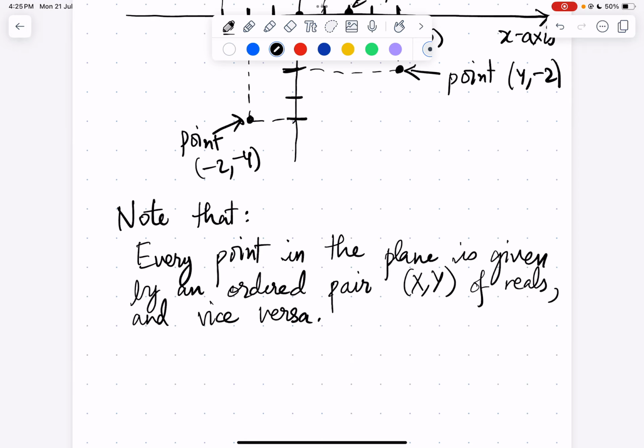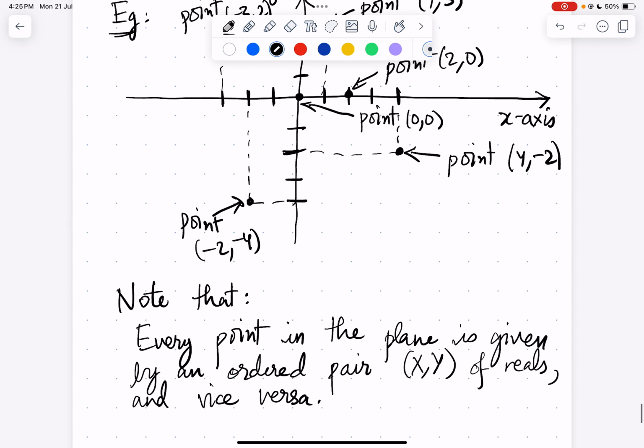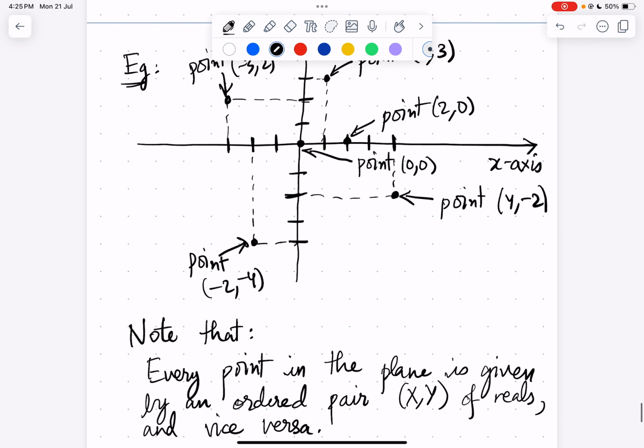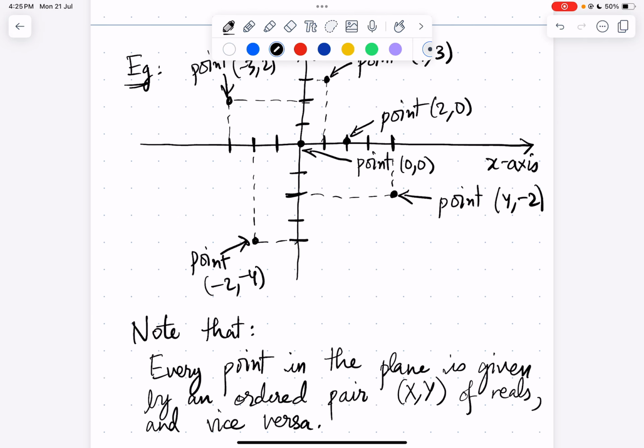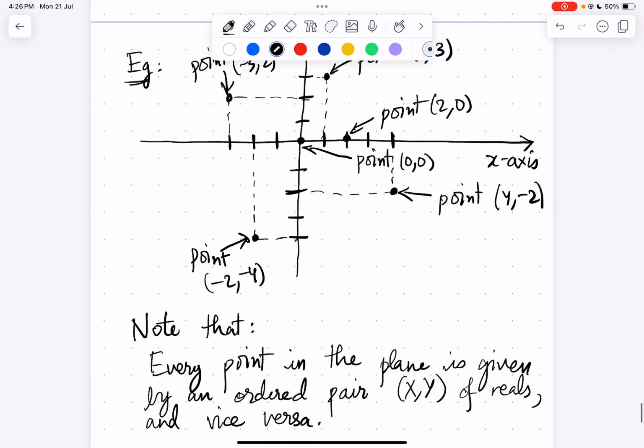So that's all. This is how we specify the addresses of points in the plane. These are called coordinates of points.